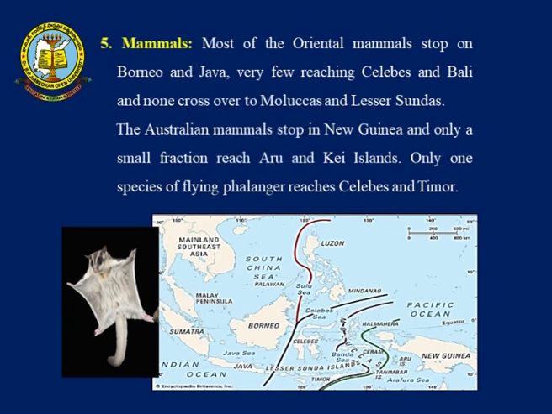Mammals: most of the oriental mammals stop on Borneo and Java. Very few reach up till Celebes and Bali, and none cross over to the Moluccas, because Moluccas is a little bit far away, and the Lesser Sundas. The Australian mammals stop in New Guinea. So, Australia up till New Guinea they stop, and only a small fraction reach up till the Aru Islands and Kai Islands. Only one species, the flying phalanger, reaches Celebes and Timor. So, this is the flying phalanger which you can find in this picture, they were able to just fly over there.